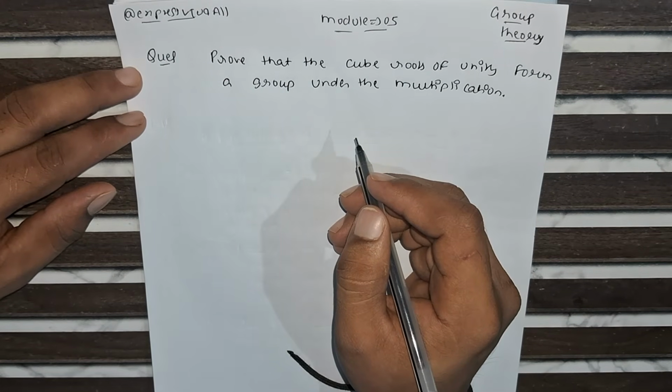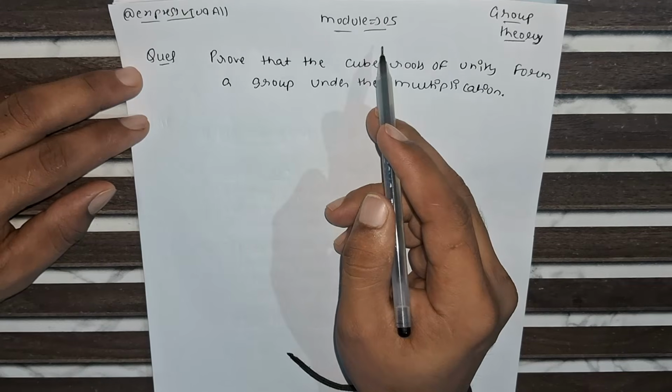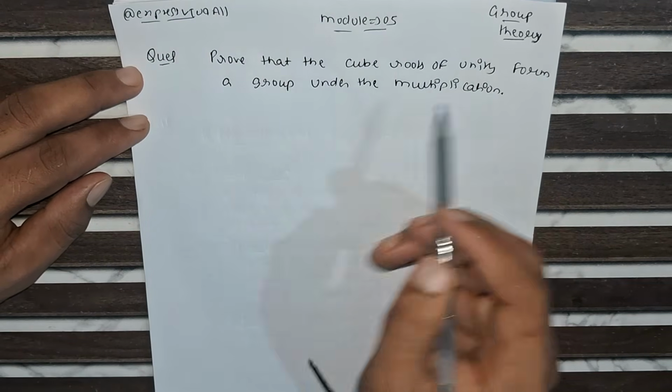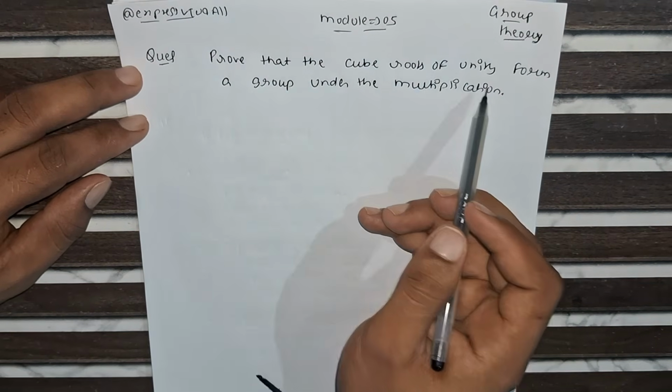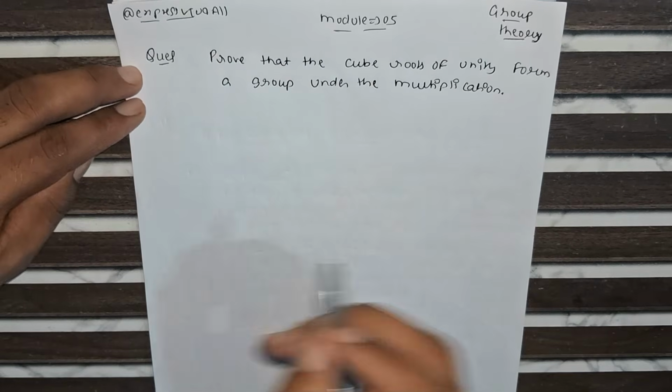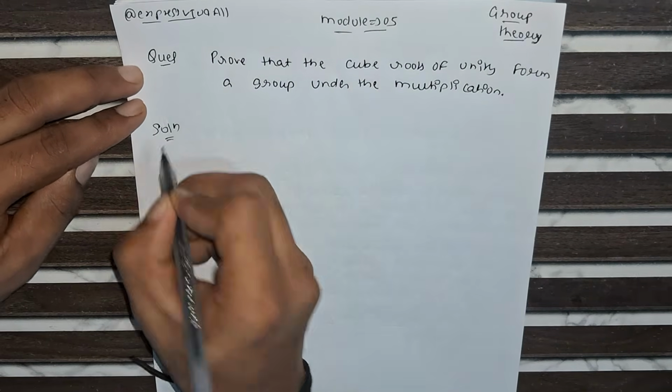In this video, we are going to solve a very important problem from Module 5 which is based on group theory. So the question is, prove that the cube roots of the unity form a group under the multiplication. So let's solve this problem.